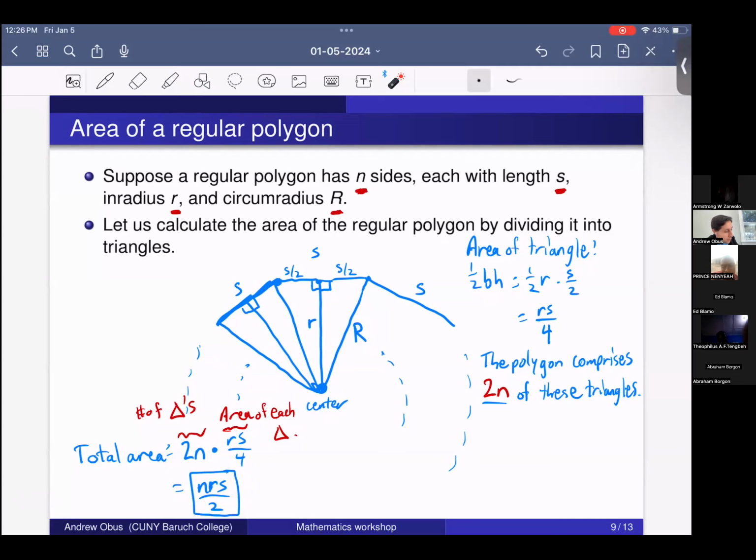The goal is to find the area of each triangle and then realize that there's 2n of them, and then you multiply them all together, and that gives you the area of the whole polygon. Yes, hello? Yes, hello?